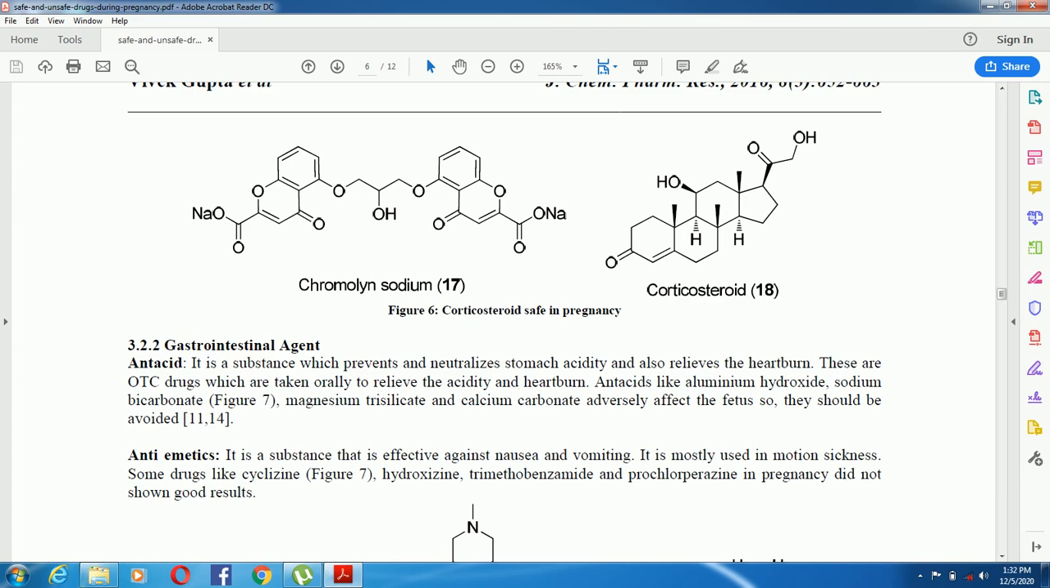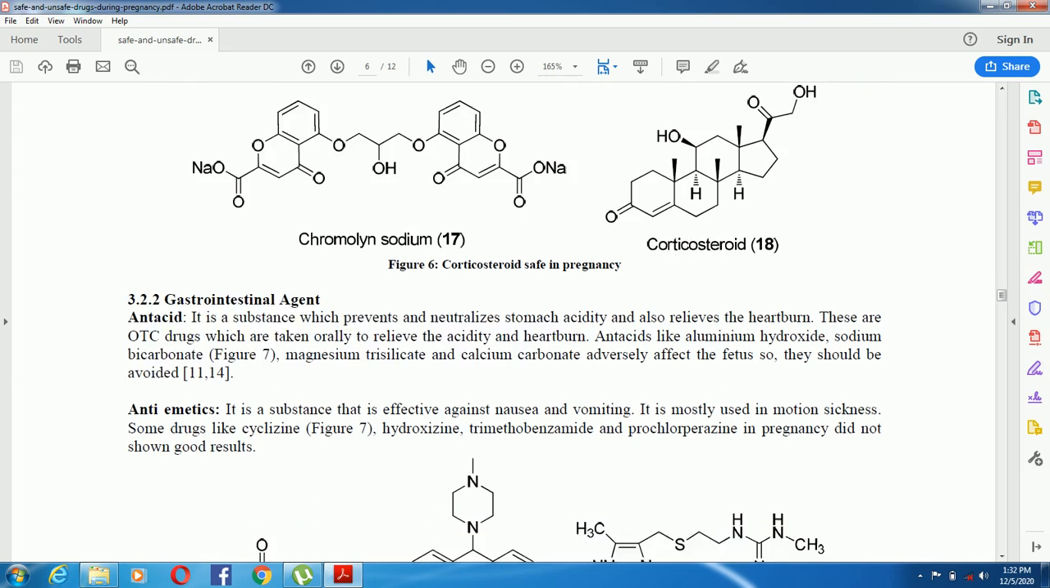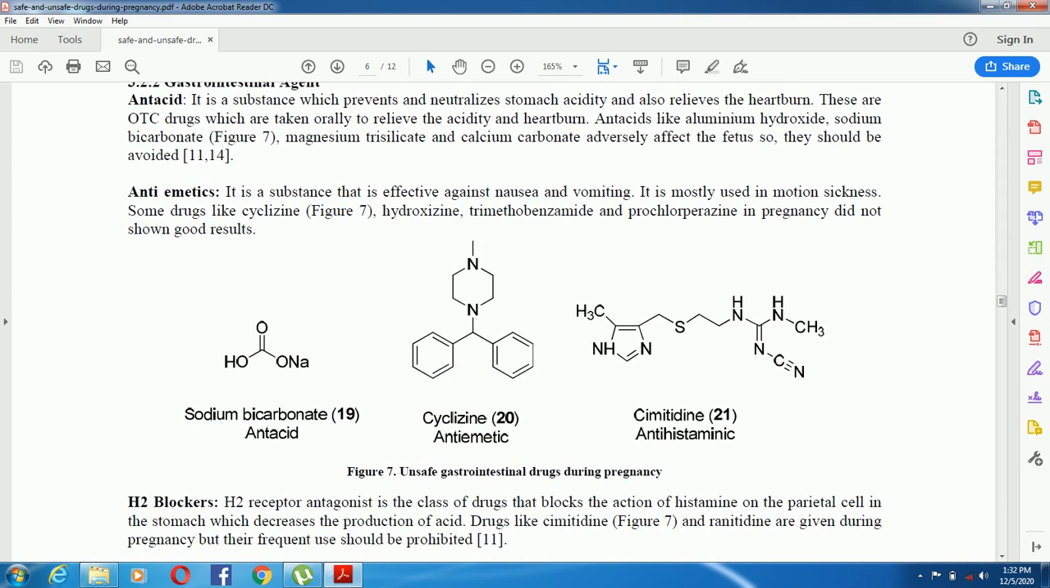Some drugs like cyclizine, which is shown in figure 7, hydroxyzine, trimethobenzamide and chlorpromazine did not show good results in pregnancy. Let's see here: this is sodium bicarbonate, an antacid, while cyclizine is an anti-emetic and cimetidine is an antihistaminic as well as an H2 receptor antagonist antacid. These are unsafe gastrointestinal drugs during pregnancy.